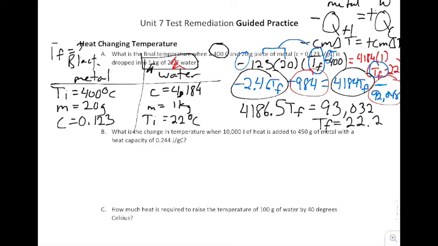Okay, so that is a very complicated example of how to use specific heat. So you've got the specific heat of the metal, the specific heat of the water, you've got to combine them, you've got to use the law of conservation of energy.